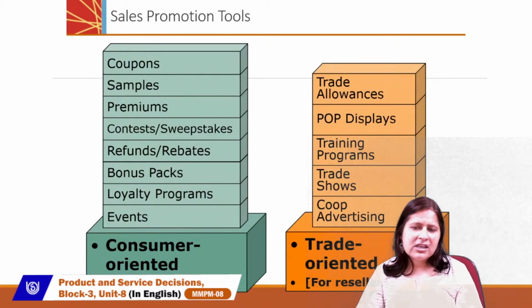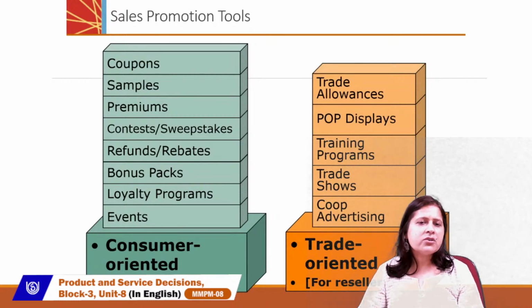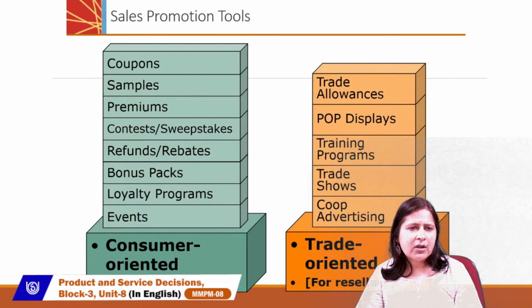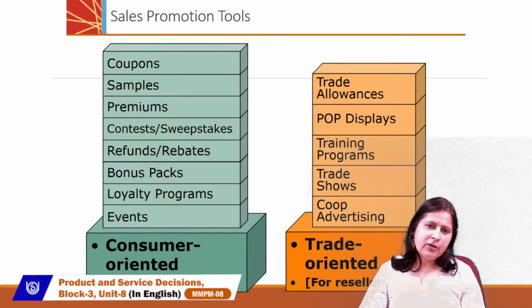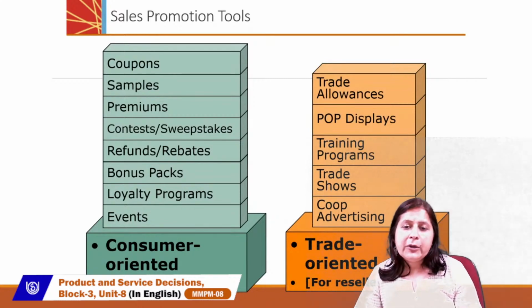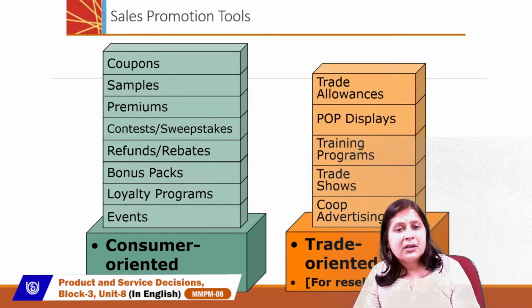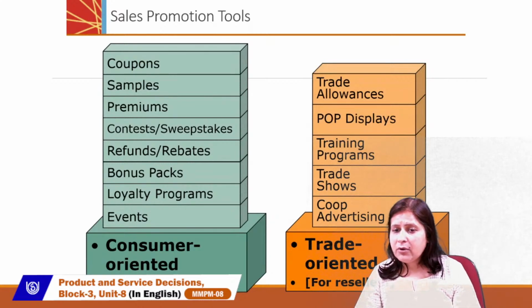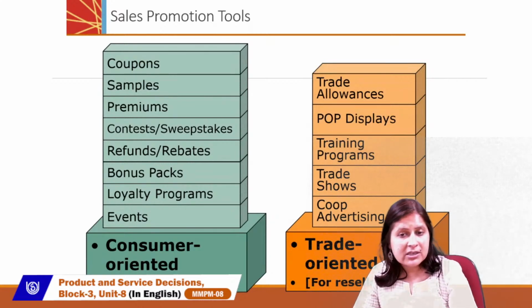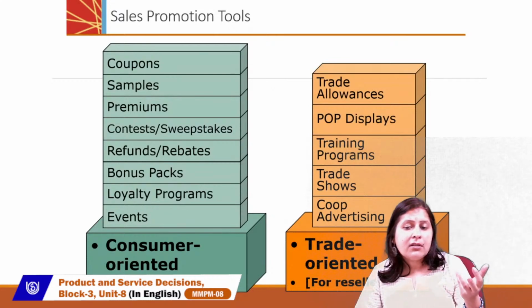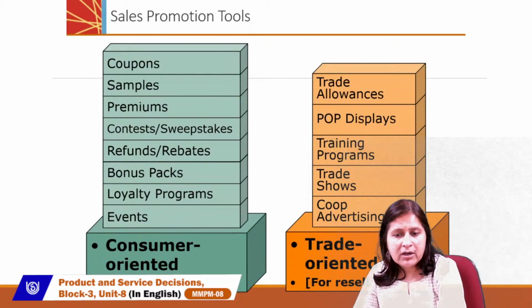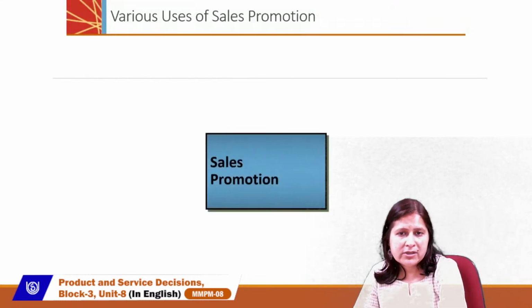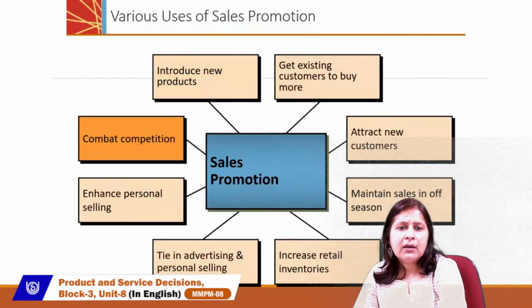So these sales promotion tools play an important role in rural marketing. If you are allowing some type of allowances to the traders in the rural market, they will be ready to keep your product and to sell your product in the market. In rural marketing, training programs play an important role. If you train the traders how to sell the product or what the benefits of the product are, it plays a very important role, right?